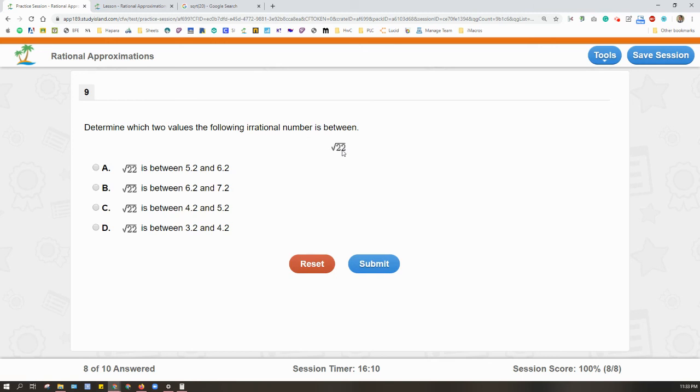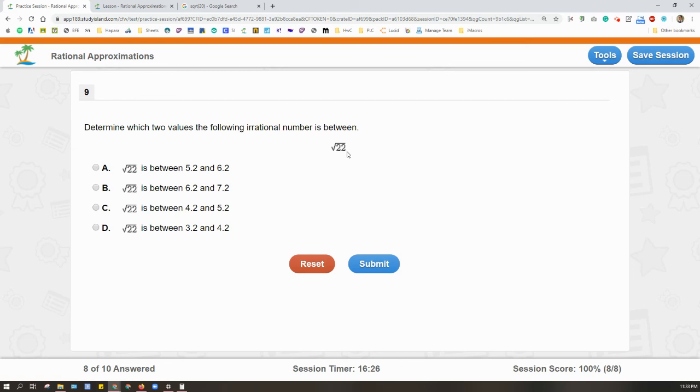Number 9, determine which two values the following irrational number is between. So the square root of 22, just off the top of my head, I know the square root of 25 is 5. So this number has to be less than 5. Right away up here. Is it between 5.2 and 6.2? No, this has to be less than 5. Okay, it's got to be more than 4 and less than 5.